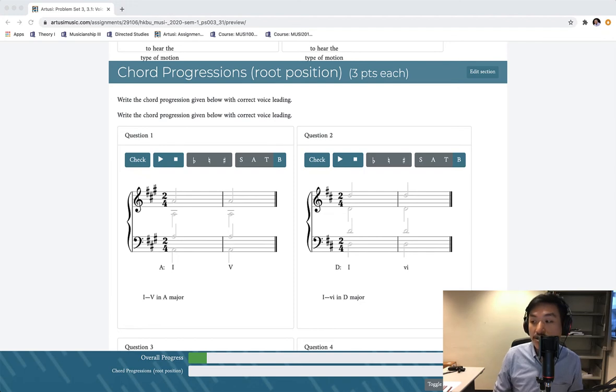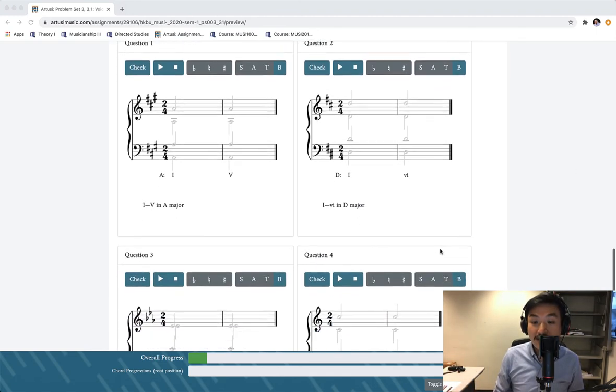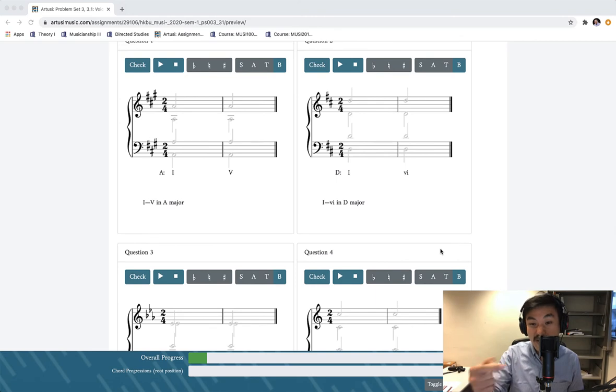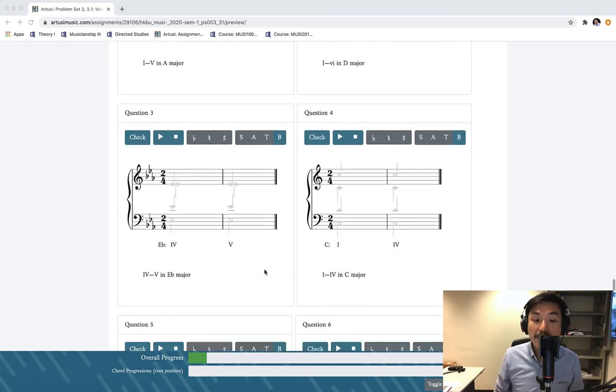They're all in root position. So for example, 1 going to 5, so it would be rising 5th or falling 4th of the bass. 1 to 6, that'll be bass movement of a 3rd, falling a 3rd. 4 to 5, bass movement of a, root or bass, same thing because in root position, moving up a 2nd, and so forth.